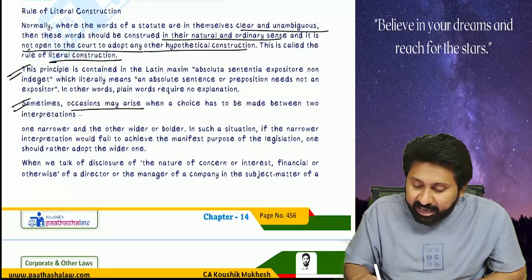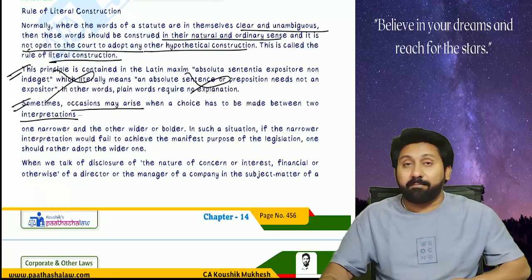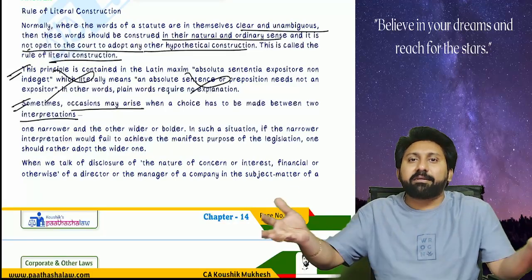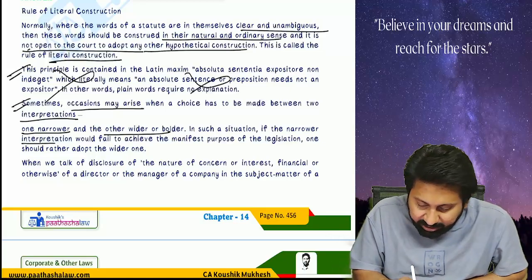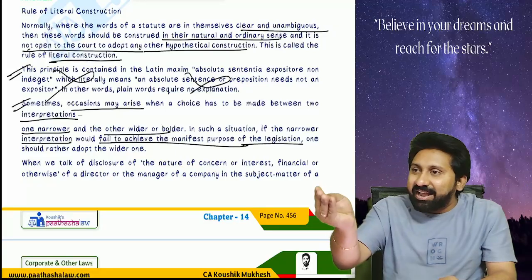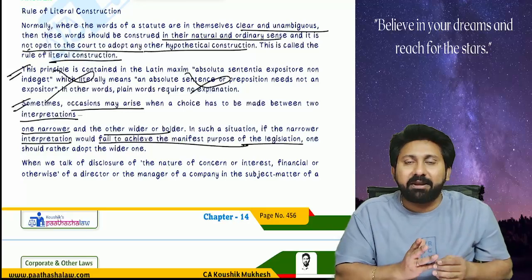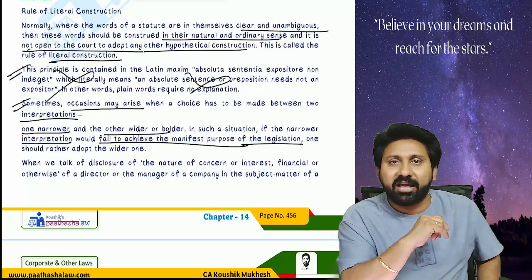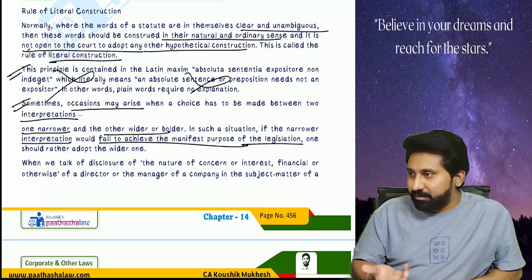Sometimes occasions may arise when a choice has to be made between two interpretations. Now doubt comes: what does "financially or otherwise" mean? Generally, we need to give a wider meaning to that. One narrower, one wider. In such a situation, if the narrow interpretation fails to achieve the purpose of the section, what is the purpose? Whenever you or your relatives are interested in a contract, tell the company, so that it will at least come to know that either the director or his relatives are interested. For example, say it is not the sister but the wife of a director. Director and wife of a director are two different parties. Are you understanding or not?